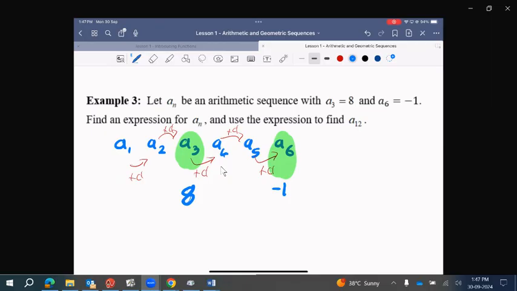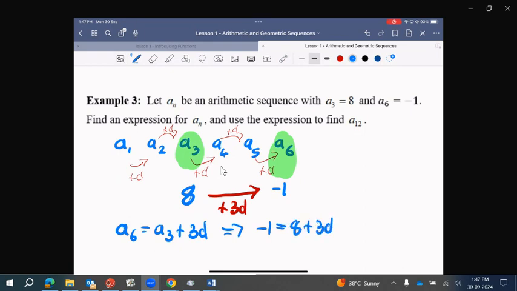How many lots of D do we need to travel? Do we need to add 3? We've got plus 3 lots of D here. So I tend to set the equation up like this. In order to get to the 6th term from the 3rd term, we add 3 lots of D. So this means that -1 is equal to 8 plus 3D. That means -9 is equal to 3D. D is equal to -3.